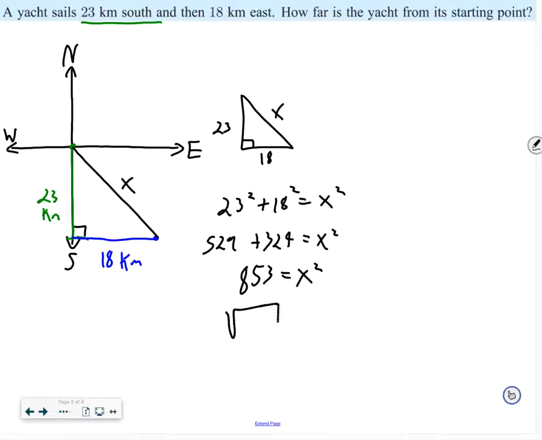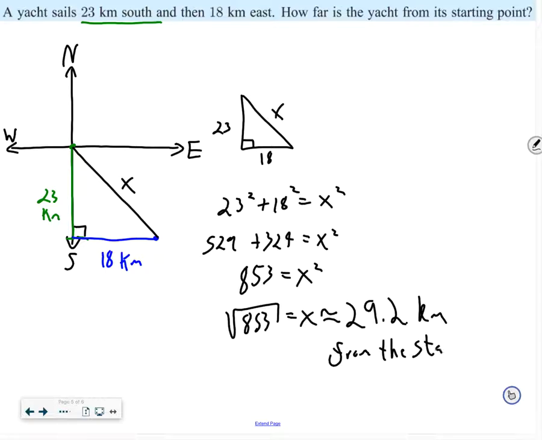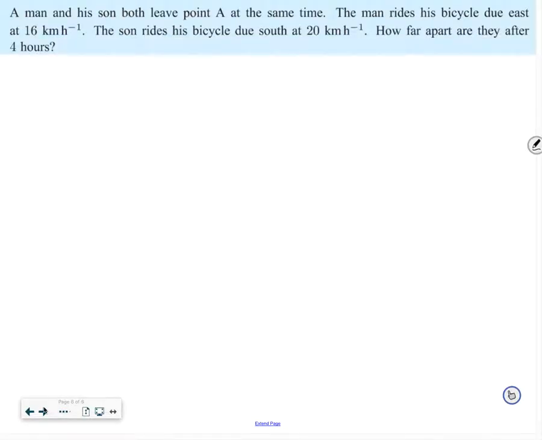Square root of 853 is equal to x. Okay, and if I want to approximate that, I put the square root of 853 into my calculator, and I get approximately 29.2 kilometers from the start. Okay. So let's look at one final example here.